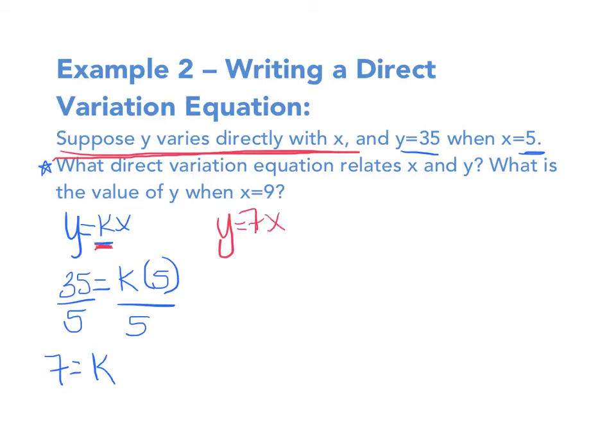So when you're not given the constant of variation, you have to find it yourself by using the x and y values.